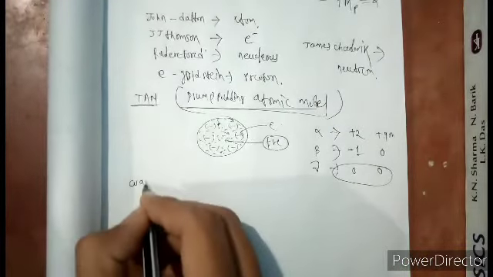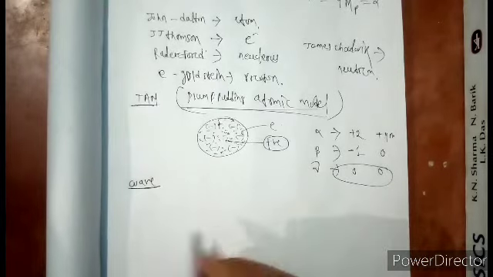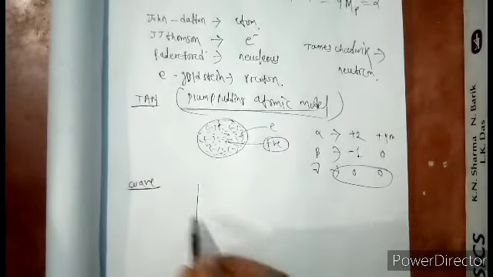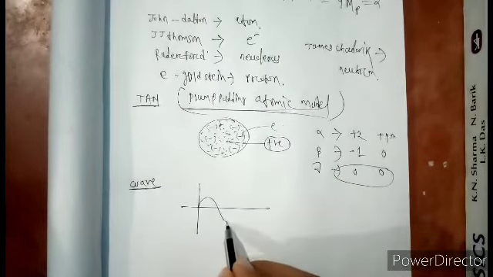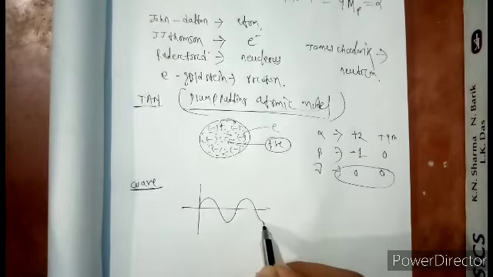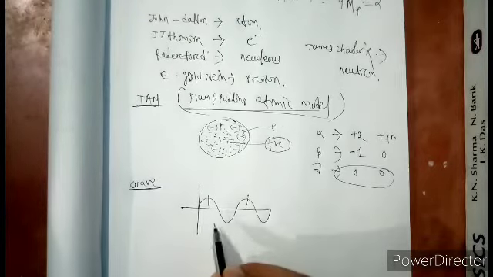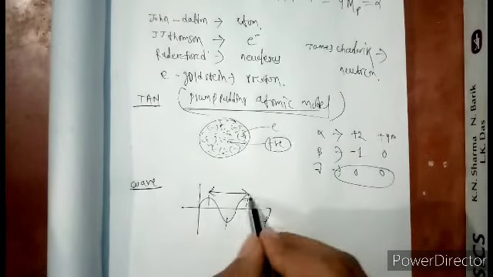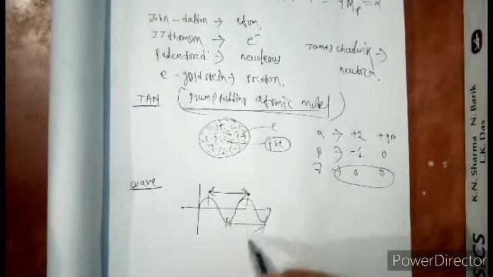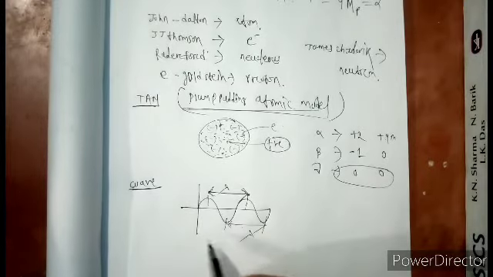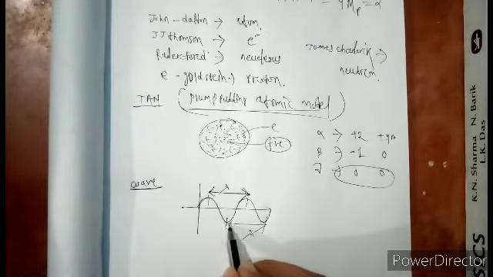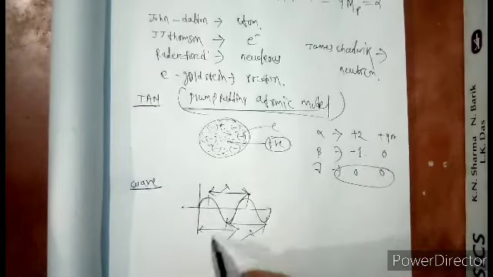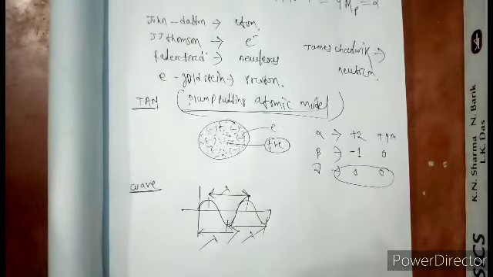First of all, we have to discuss wave. What is a wave? The graphical representation of an oscillatory motion is known as a wave. These are the crests, these are the troughs. The distance between the nearest crest and nearest trough, or the distance of one wave, is called lambda, that is wavelength.